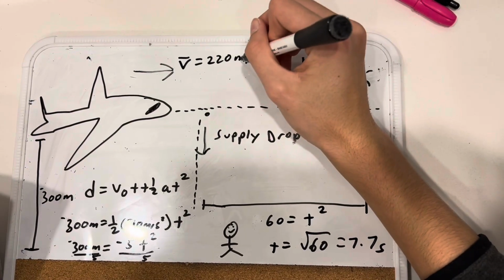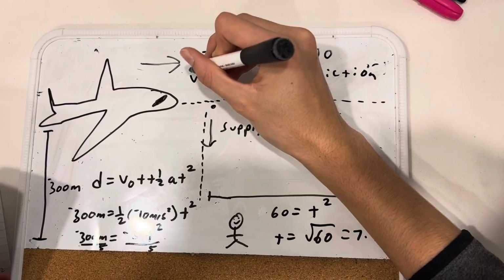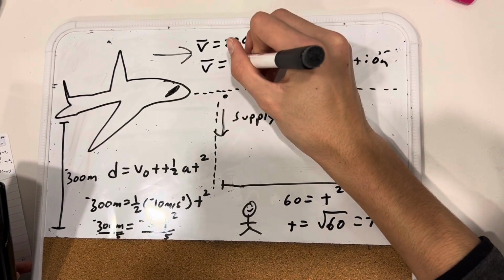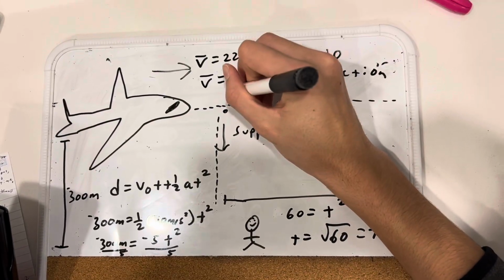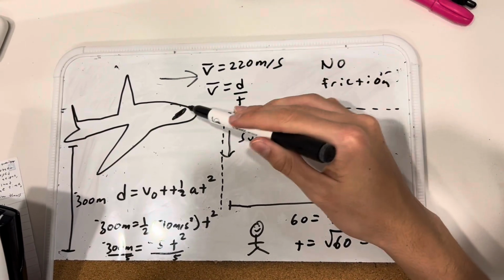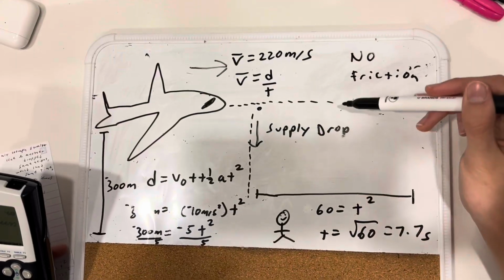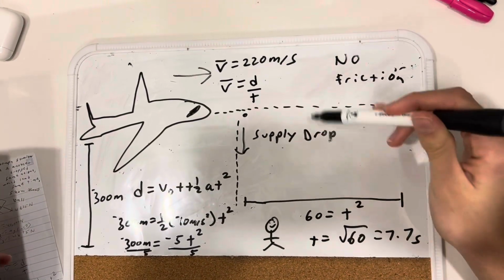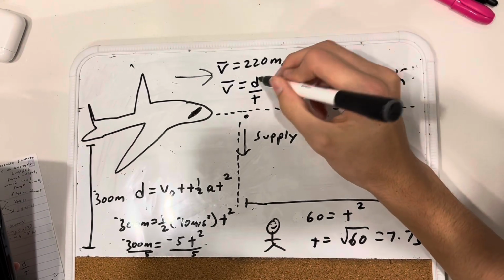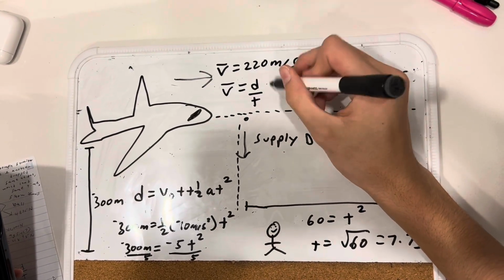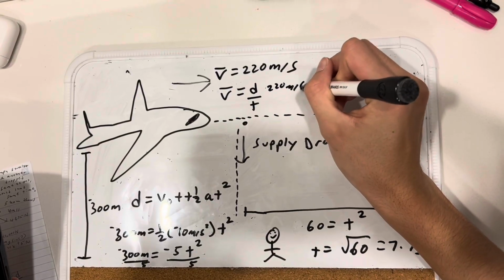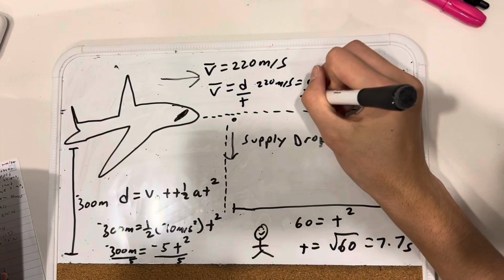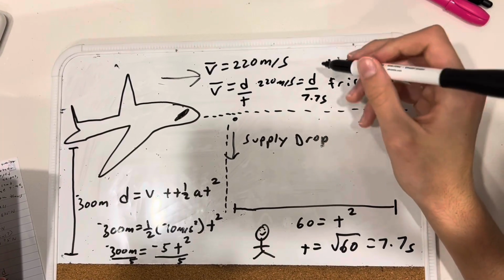So then we have this horizontal velocity. We can use the formula v bar, which is the constant velocity, equals the horizontal distance over time. This supply drop is going to keep traveling until it hits the ground. We're given this initial velocity is 220 meters per second. We're solving for distance, and the time we calculated over here to be 7.7 seconds.